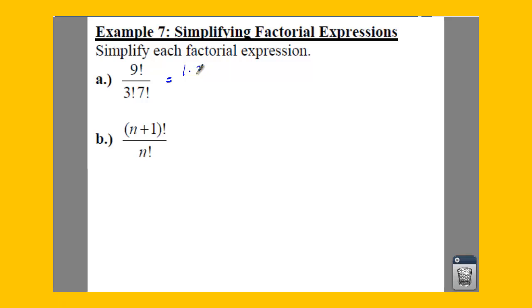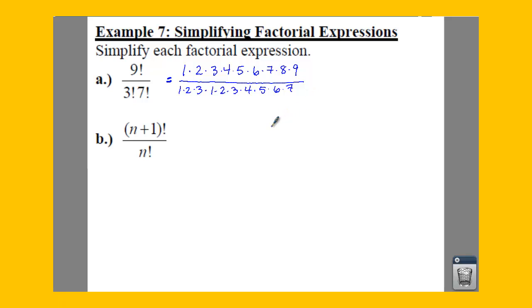So we're going to take a 1 times 2 times 3 times 4 times 5 times 6 times 7 times 8 times 9. This is all going to be divided by, well, you have a 3 factorial, so it's 1 times 2 times 3. And then you have a 7 factorial, so that's 1 times 2 times 3 times 4 times 5 times 6 times 7.